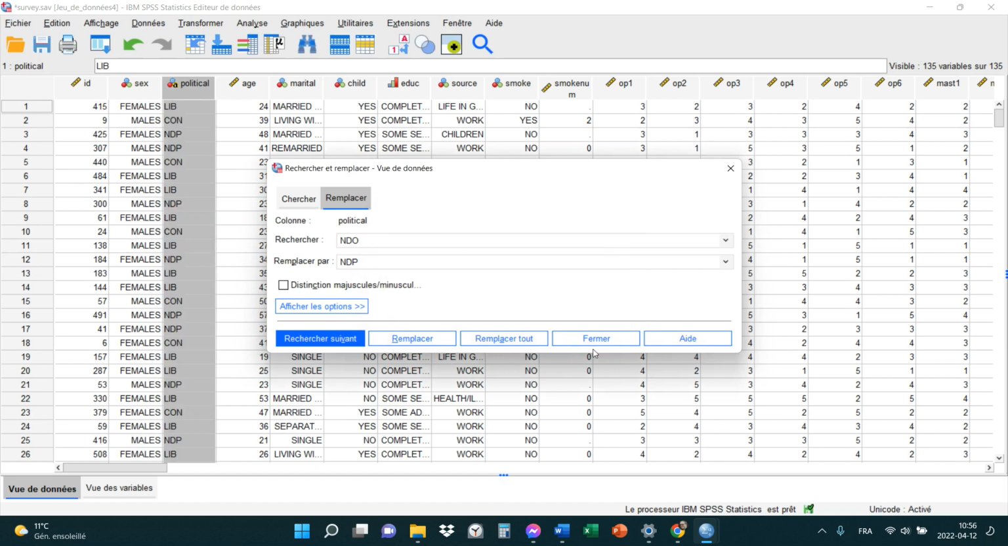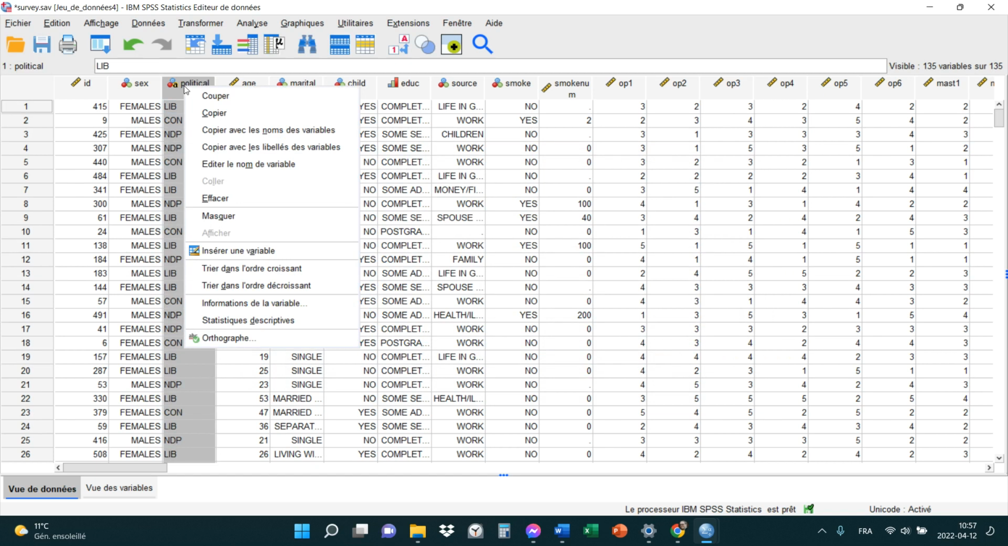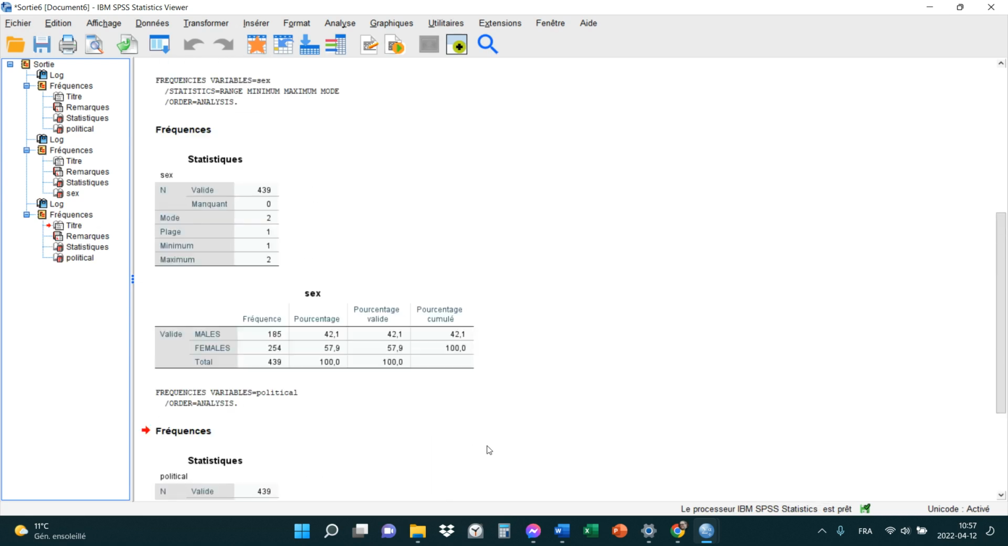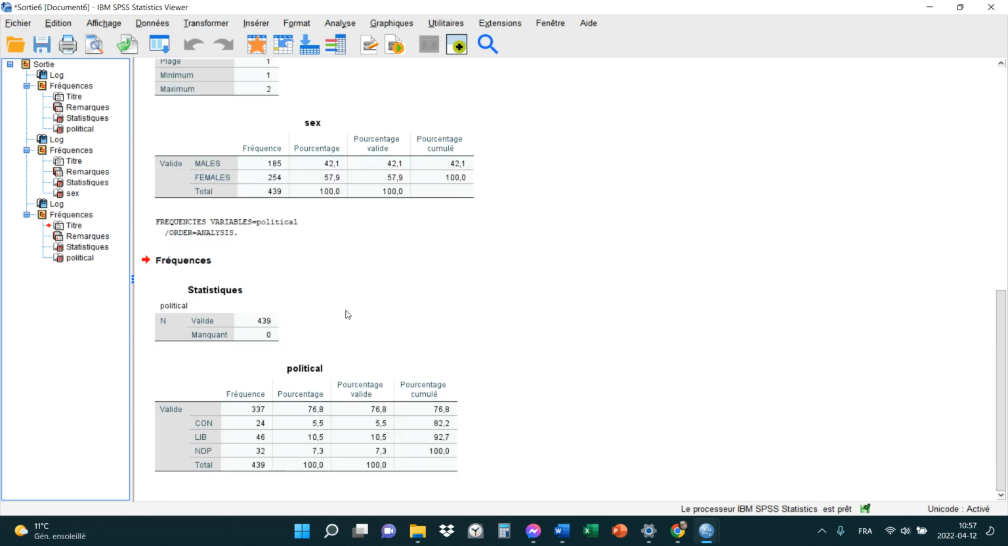And so, fermer, right? Et là, techniquement, je peux juste redemander my descriptive stats here. And what I see is con, lib, NDP. Perfect. No more of these weirdo writing alternatives. Et là, ici, j'ai réglé les problèmes structurels de cette donnée-là.